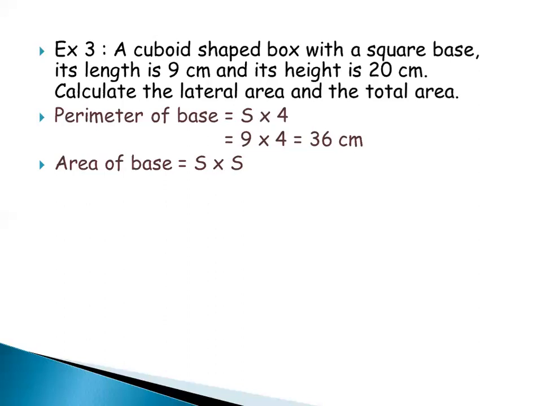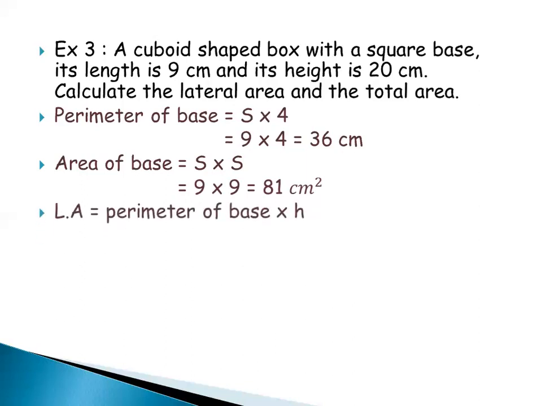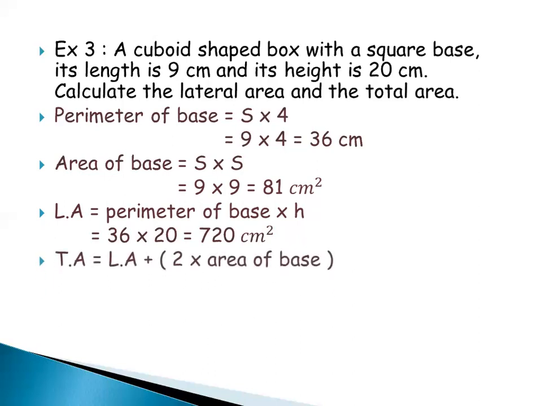Area of base equals side times side. This means I'm going to multiply 9 by 9 equals 81 centimeter square. Lateral area equals perimeter of base times height. This means I'm going to multiply 36 by 20 equals 720 centimeter square. Total area equals lateral area plus 2 times area of base, equals 720 plus 2 times 81, equals 882 centimeter square.